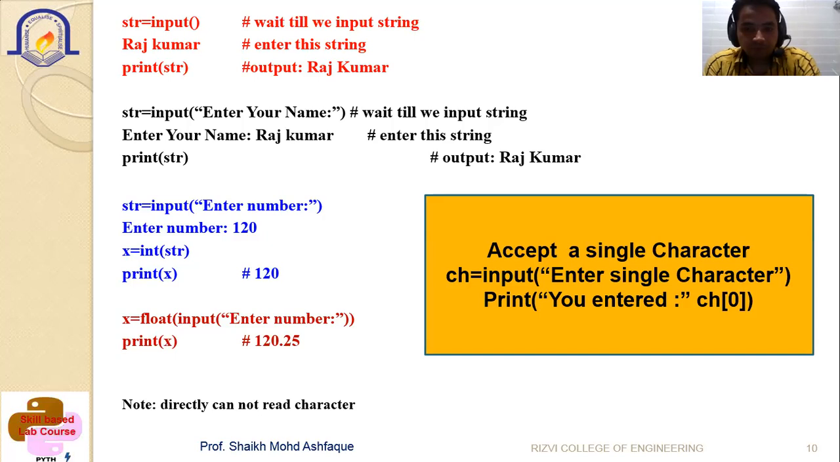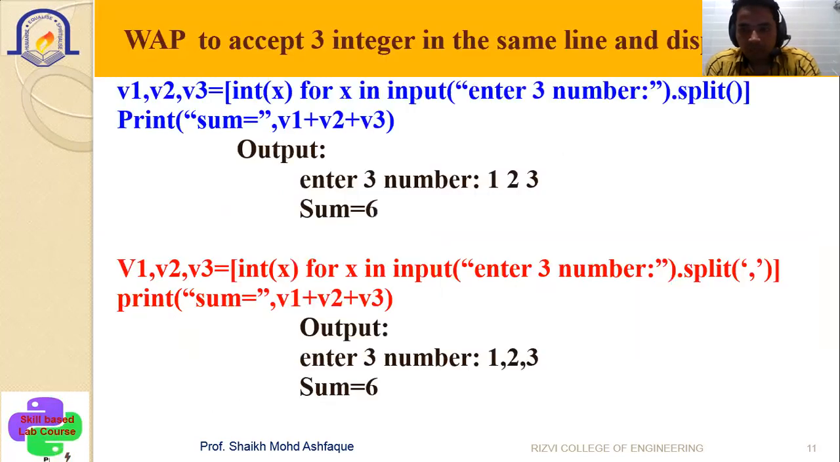So here everyone has understood how to accept the input. Now consecutive input, if you want to accept consecutive inputs instead of individual ones, how can you write it? Write a program to accept three integers in the same line and display it. We want to accept the three integers at the same time, v1, v2 and v3. So how will it be written? It will be written in this way: v1 comma v2 comma v3 is equal to int, the data which you want to accept, then the variable which refers. So here we are writing x, then for x in, then after that you will write the method input, then enter three numbers.